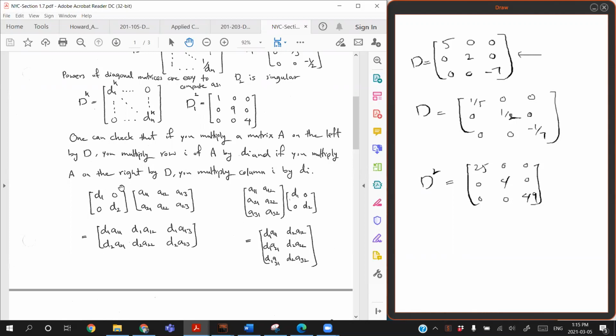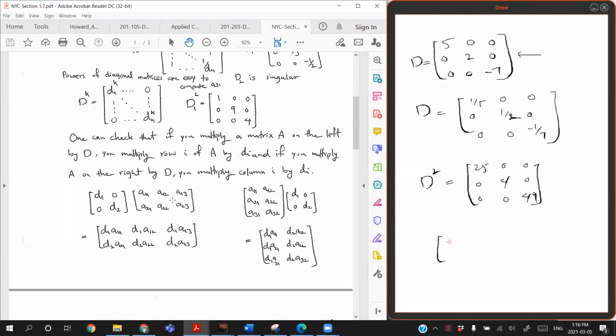Like here, if you multiply this 2 by 3 matrix by a diagonal matrix on the left, you can easily check that you're going to get D1 A11, then D1 A12, then D1 A13. So it's as if you just multiply the first row of A by D1, and then the second row by D2. So just by looking at this, you can do the multiplication.